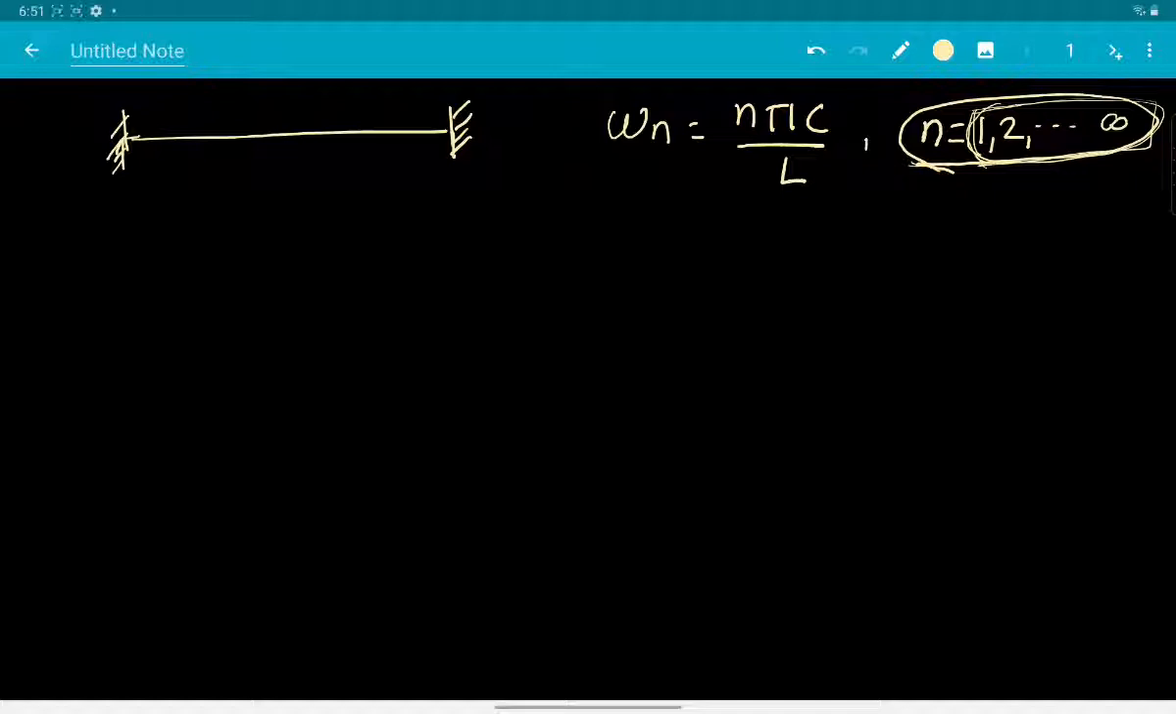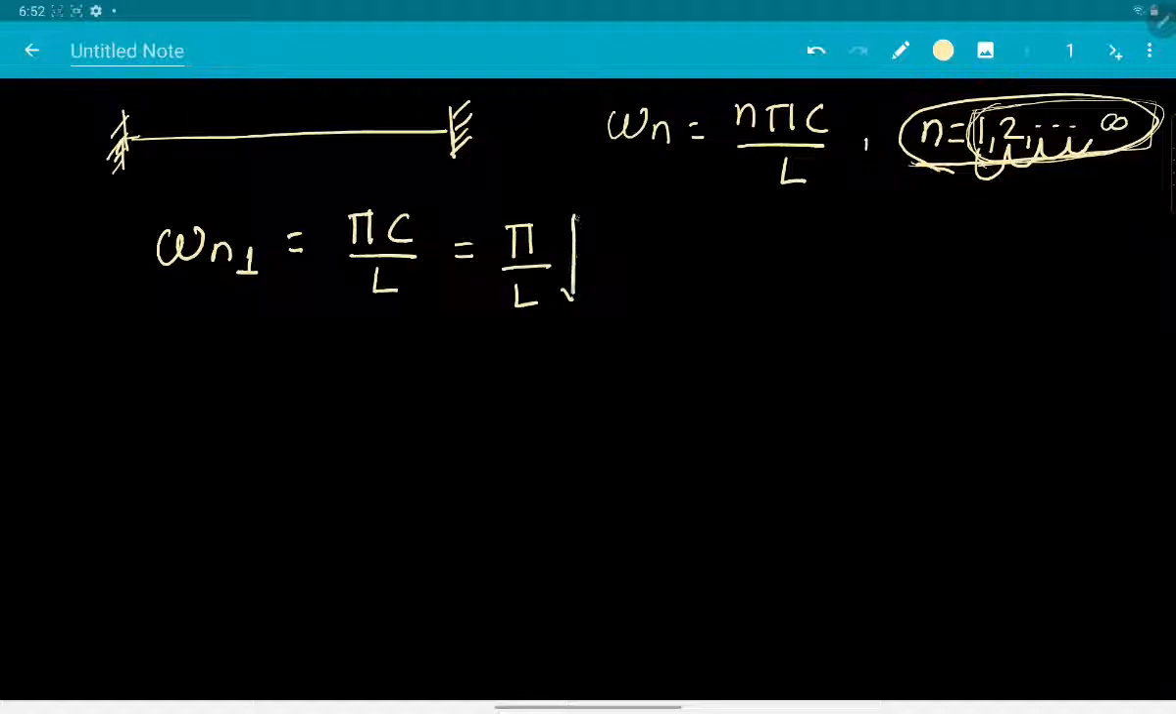For example, for the first natural frequency we are going to put n as 1, and accordingly we are going to go further. You will be able to appreciate that higher natural frequencies are integer multiples of the first natural frequency. So the first natural frequency, which I'll be calling omega n1, is equal to pi c by L. We know c is equal to square root of T by rho, so I'll write that as pi by L into square root of T by rho.